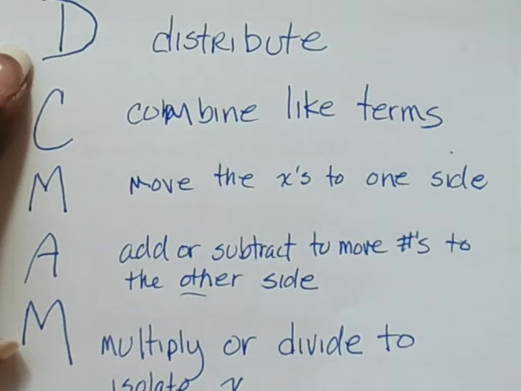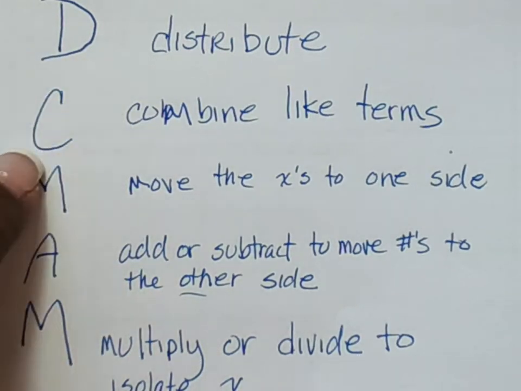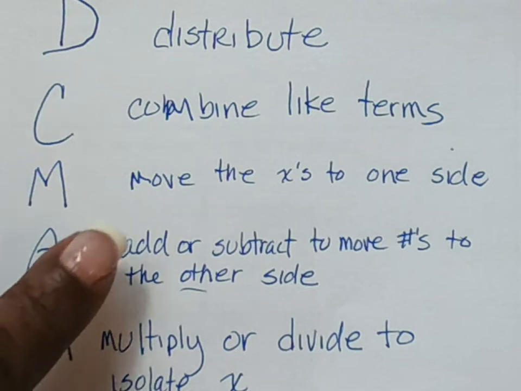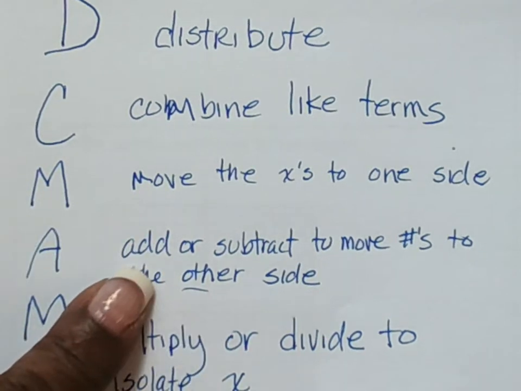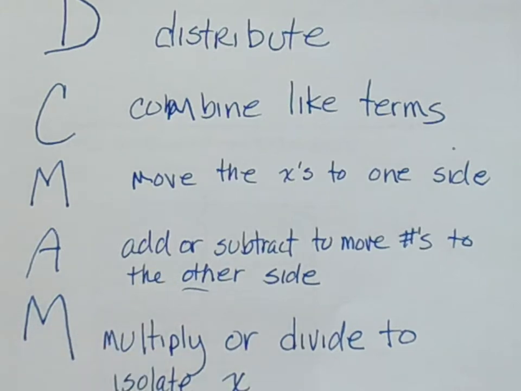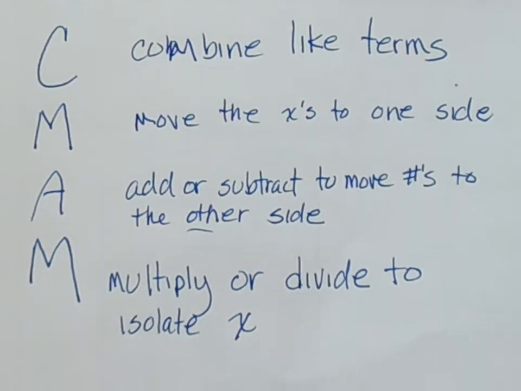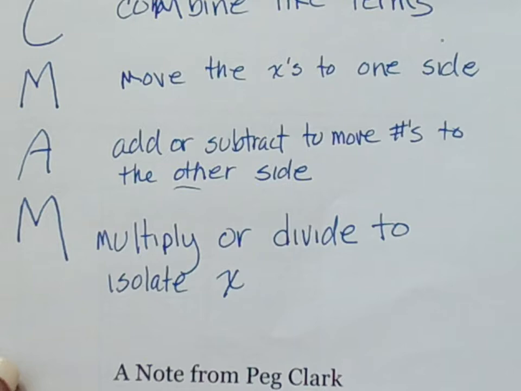It looked to me like many of you forgot DC ma'am. Don't call me after midnight. D stands for distribute. C, combine like terms. M, move all the x's to one side. A, add or subtract to move the numbers to the other side. And finally, multiply or divide to isolate x.